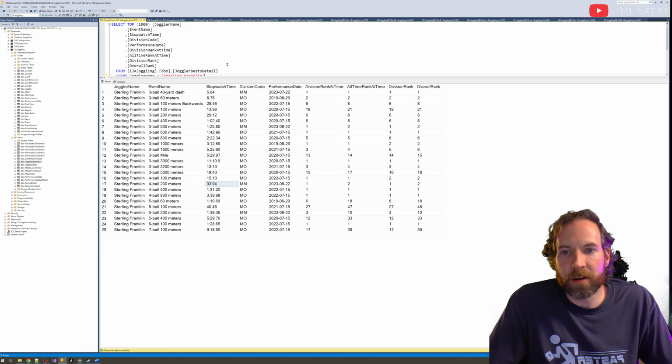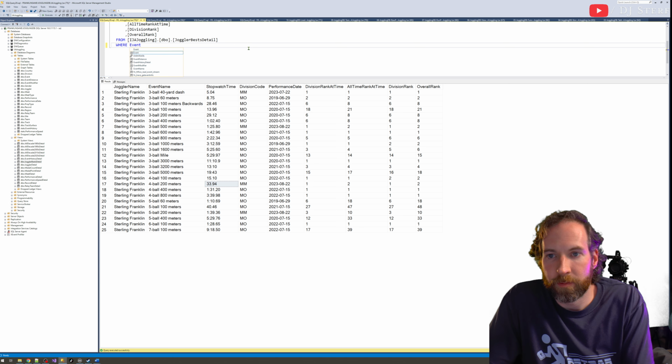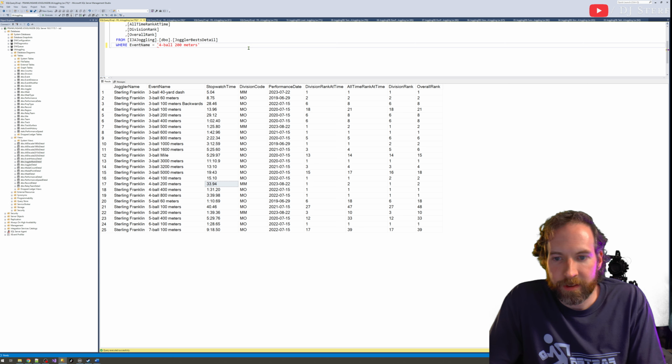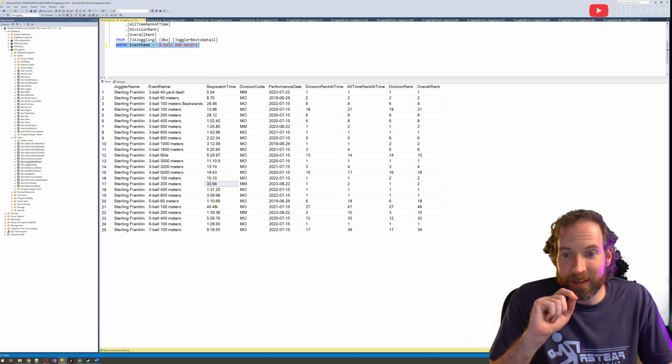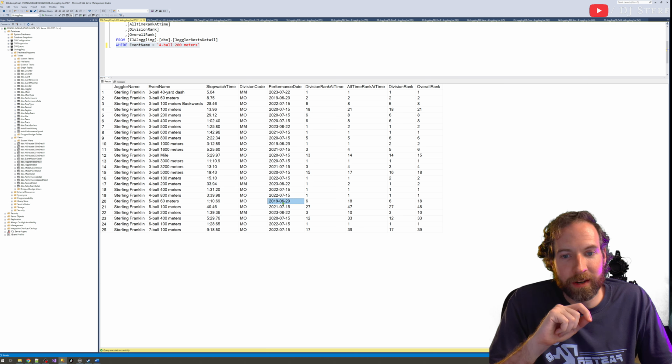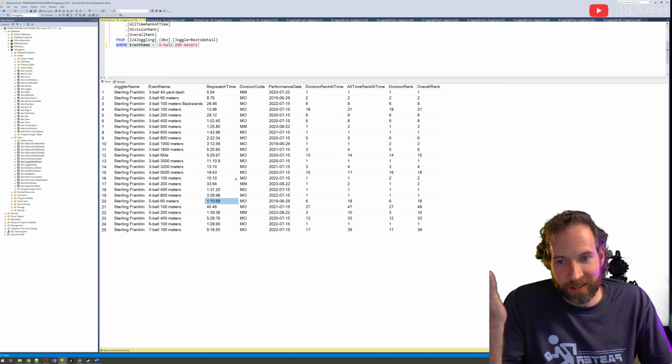The 4-ball 200 meter, let's see. Let's do event name. 4-ball 200 meters. I think my times get worse and worse as you add more props. You also notice my 5-ball 60 meter was done in 2019 at 1 minute 10 seconds, and then my 100 meters is 40.46, done 2 years later.